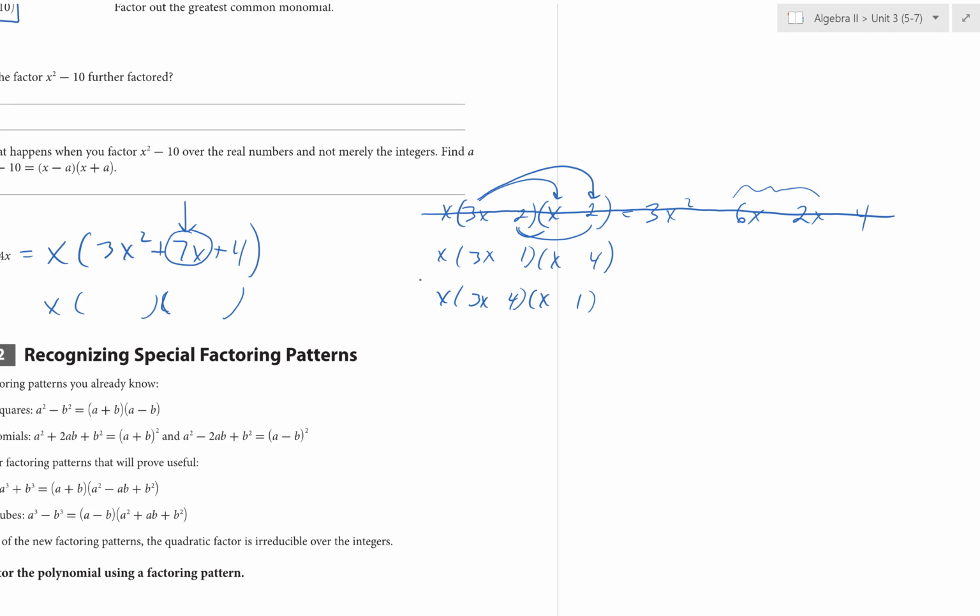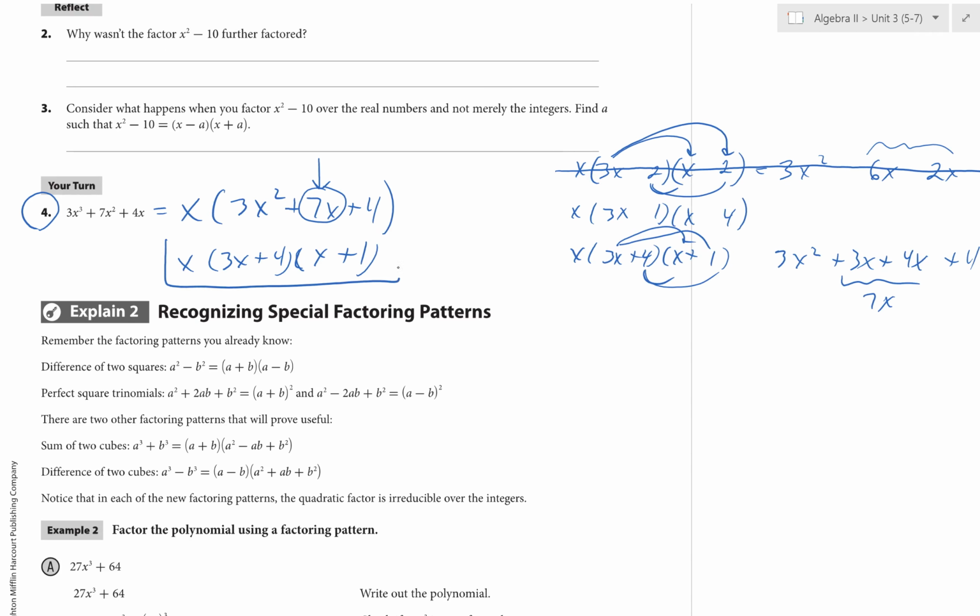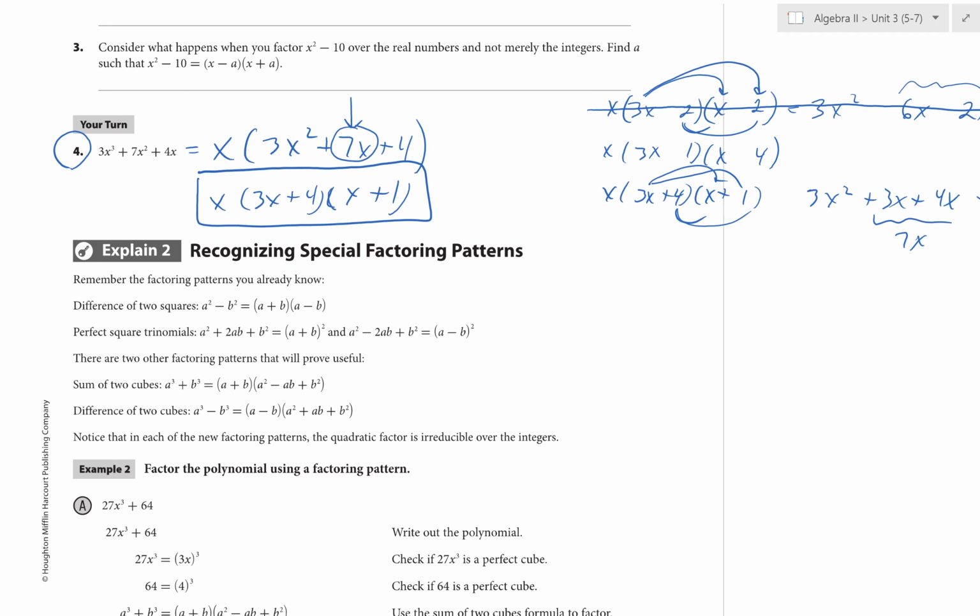The last one works if I do 3x plus 4 and x plus 1, because if I distribute that, notice that I get 3x squared, 3x, and 4x plus 4. The middle term does add up to 7x like I want, and so that is the correct factorization, and so there our answer is factored completely. If you look at all 3 factors, none of them can be factored anymore. Any questions on that one?